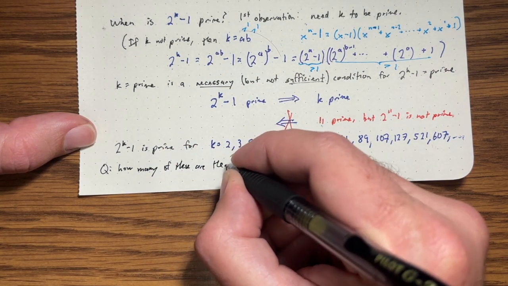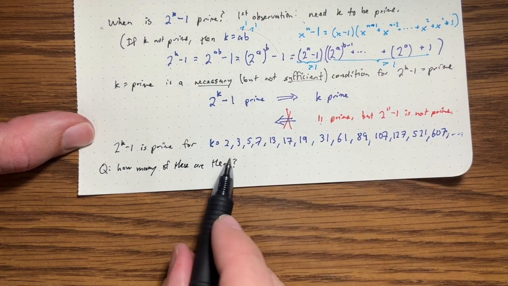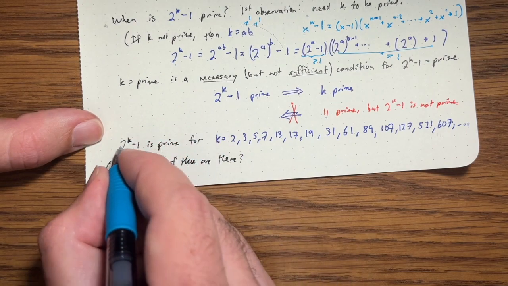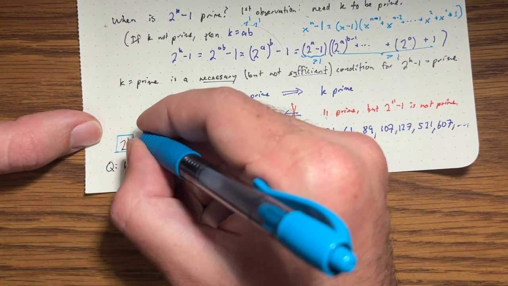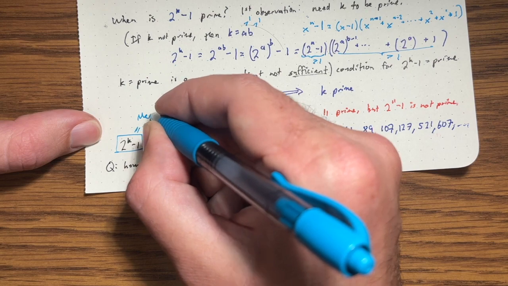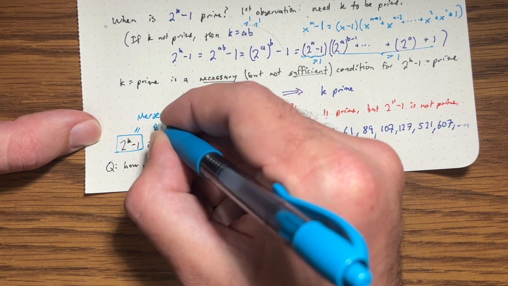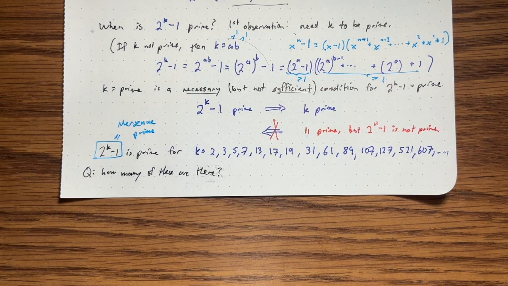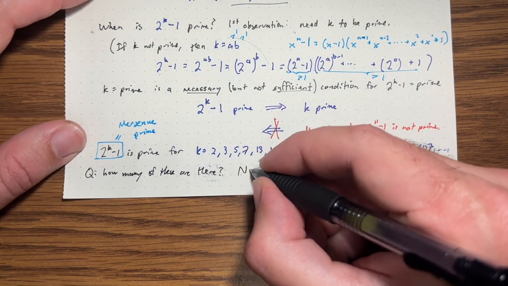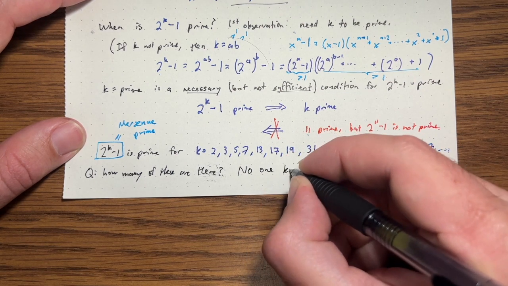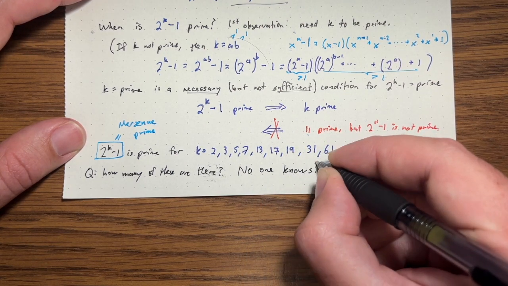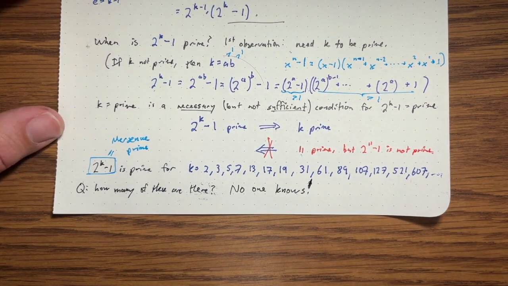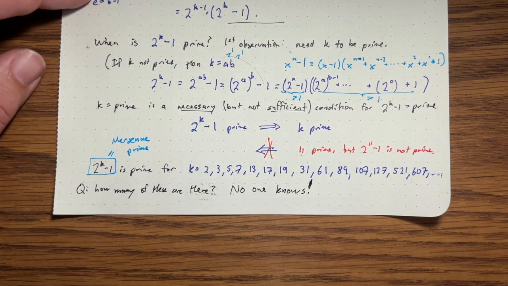How many of these are there? So when 2 to the k minus 1 is prime, we call this a Mersenne prime. It's the name we give to numbers of this form that are prime. And it turns out nobody knows. No one knows if this is an infinite sequence or a finite sequence. Maybe there's a largest prime of this form and then there aren't any more.